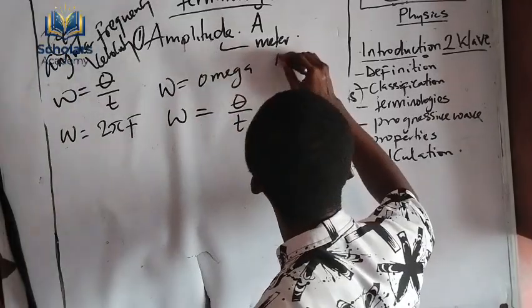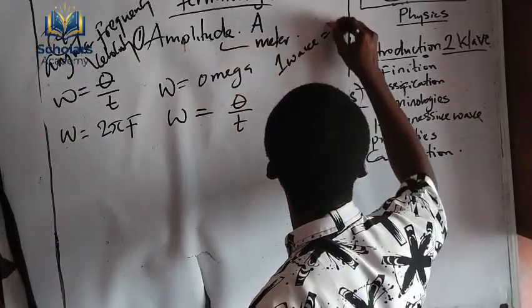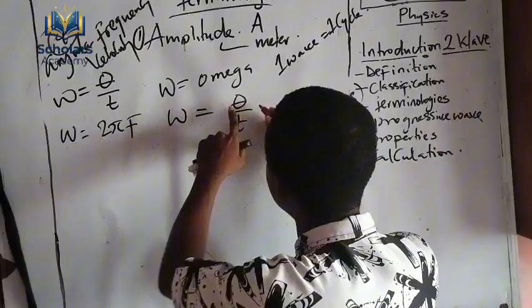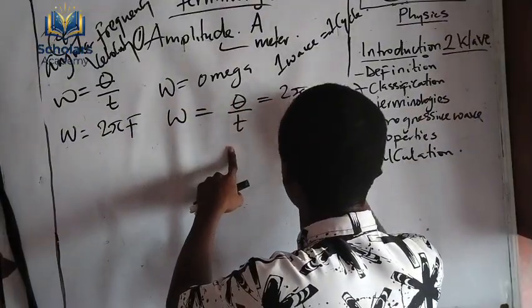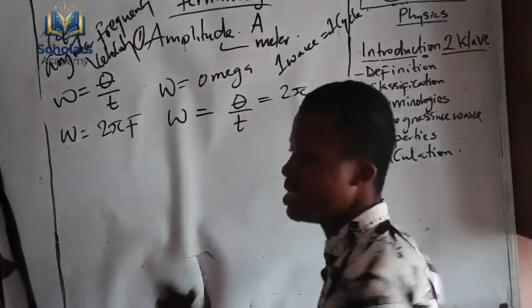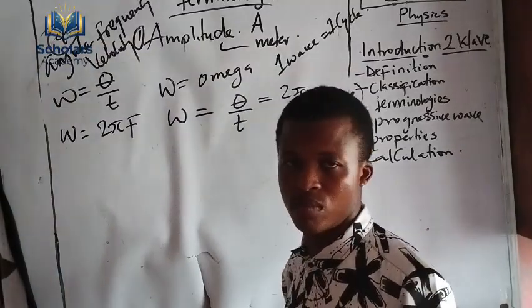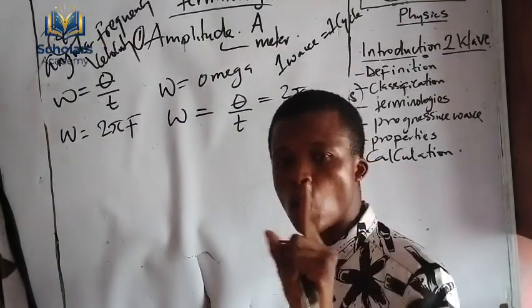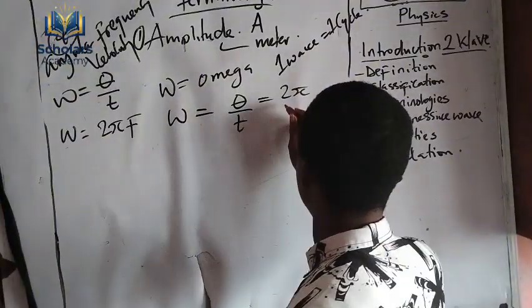One wave equals one cycle. So it means that this theta is equivalent to 2 pi. That means one cycle. And for it to actually cover one cycle, period is needed. So period is the time required to cover a complete cycle. So that's period.